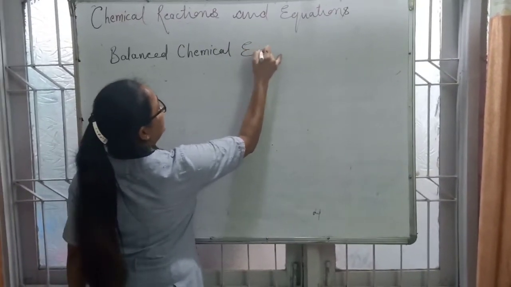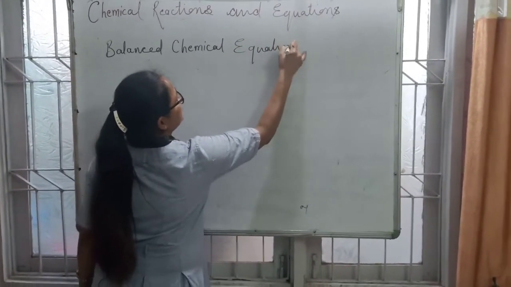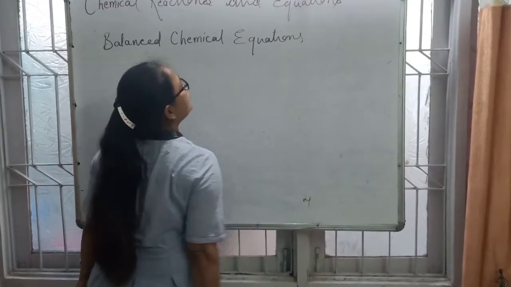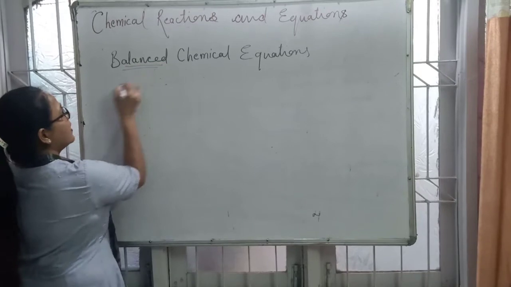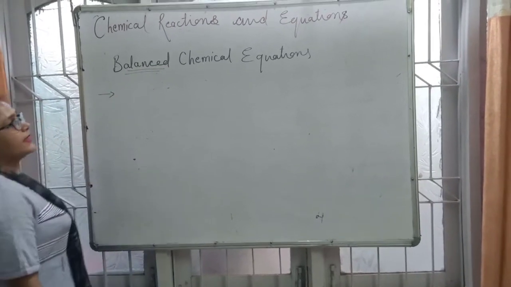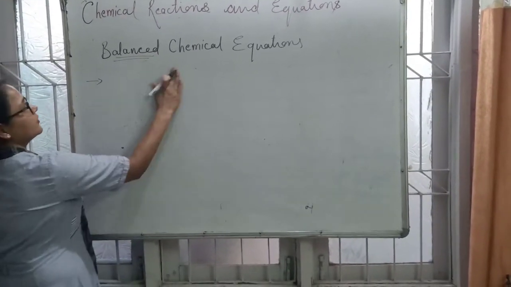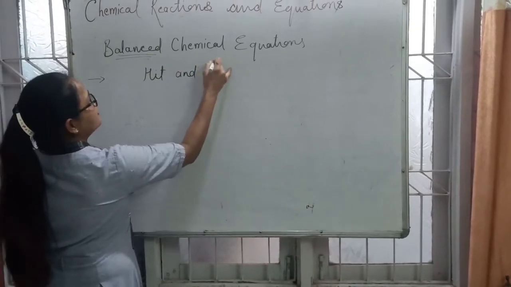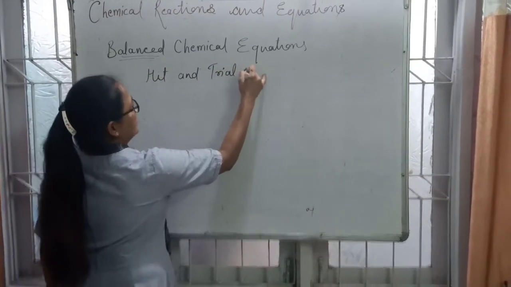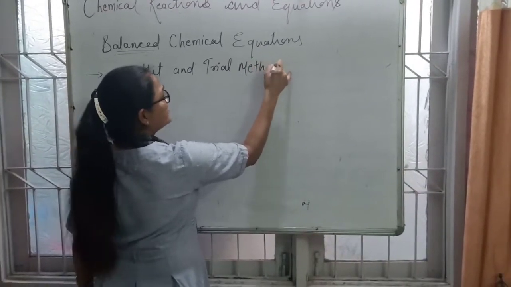Okay, in this session we will take the most important part, that is balancing. How to balance the equation? For this we will use the hit and trial method. That is very simple.